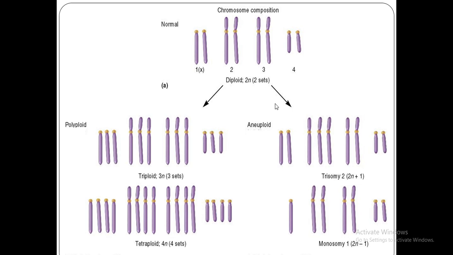For the aneuploid, as you can see here, chromosome region number 2 is added with one chromosome, and you cannot find another additional chromosome in the other regions. So it is an example of aneuploid, specifically a trisomy, and it is specific to chromosome 2. The number here denotes where the chromosome is added. Now for this one, we have monosomy 1, so there is a missing chromosome at chromosome number 1.